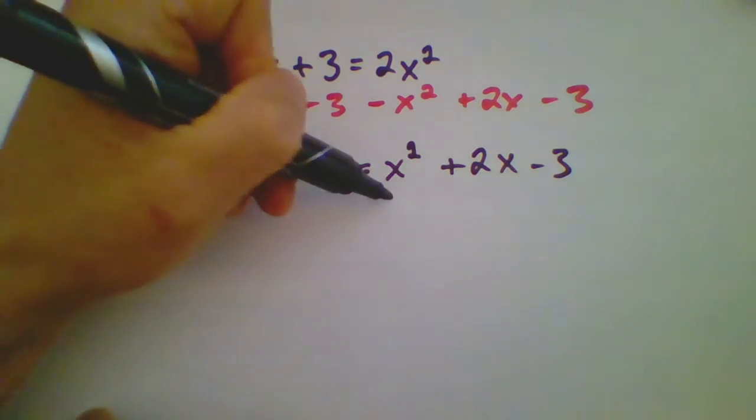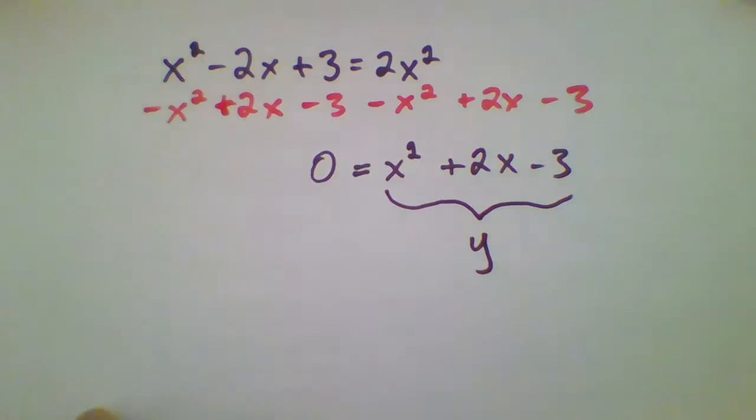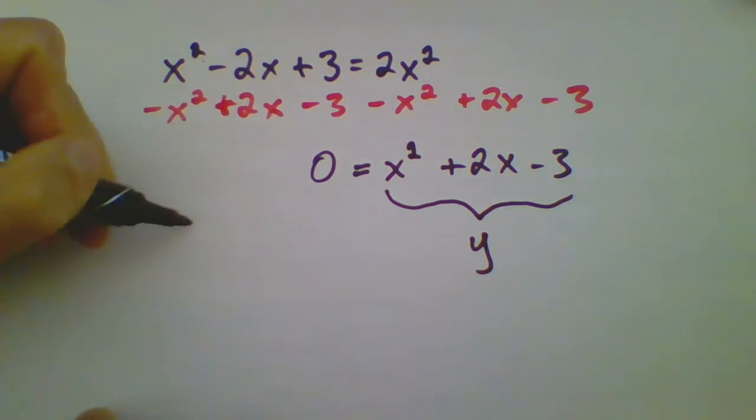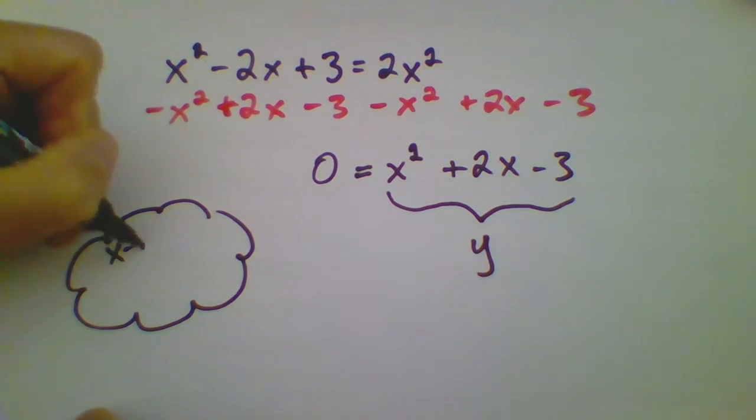So if I think about this thing as a function, which I'll just call y, if it's equal to 0, that means all I have to do is find the x-intercepts of this function. Again, x-intercepts are when y is equal to 0.